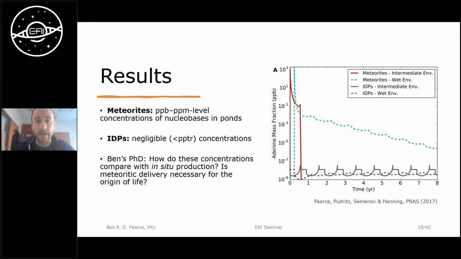So we thought, well, how does this compare to in situ production? What could Earth have produced on its own without this external delivery? And this is what we decided to study in my PhD. In other words, is meteoric delivery necessary for the origin of life?